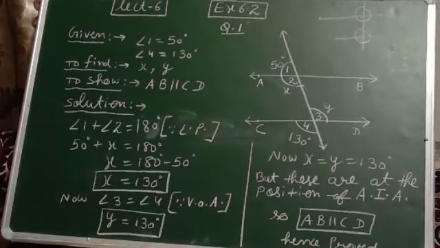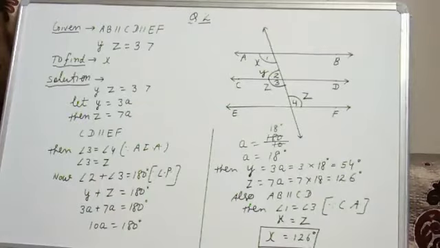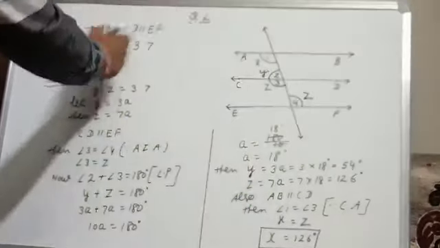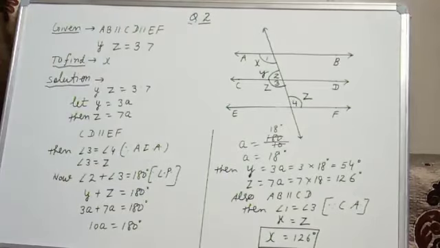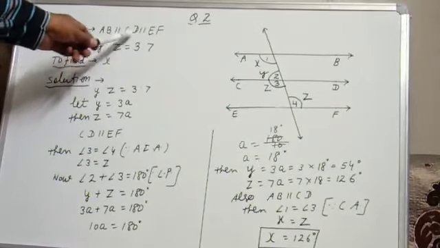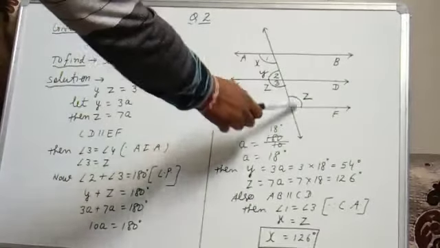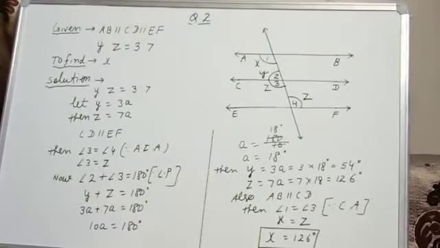Now we will see how we will solve the second question of this exercise. Now question number second. In this question, three lines are parallel. A, B, C, D, E, F. These three lines are parallel. So what is given here? Y ratio Z is 3 ratio 7, AB parallel CD parallel EF. We ourselves write this 1, 2, 3, 4. This angle is not given. We write it for our help.